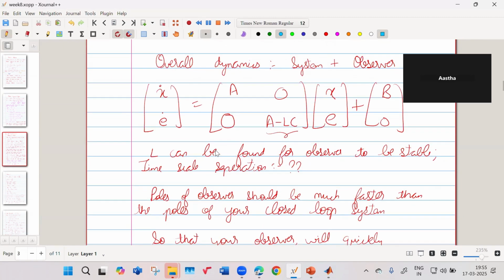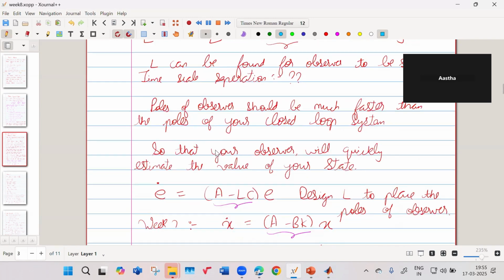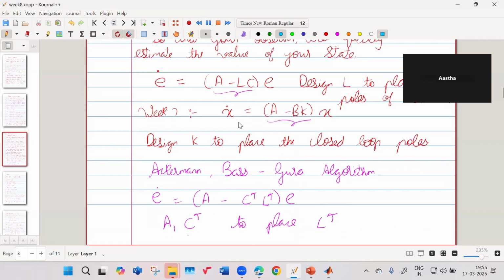As I mentioned, poles must be much faster. That means the poles must lie further away from the imaginary axis. All right. So we can design the poles, the gains K, using Ackermann or Bass-Gura algorithm. I have also shown the MATLAB demonstration of that.